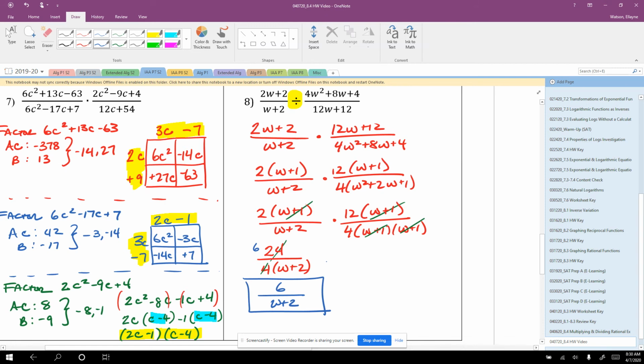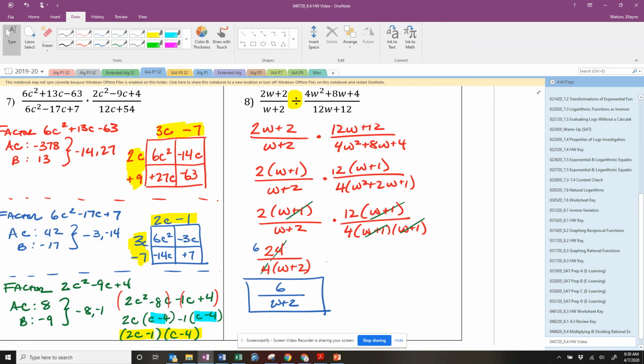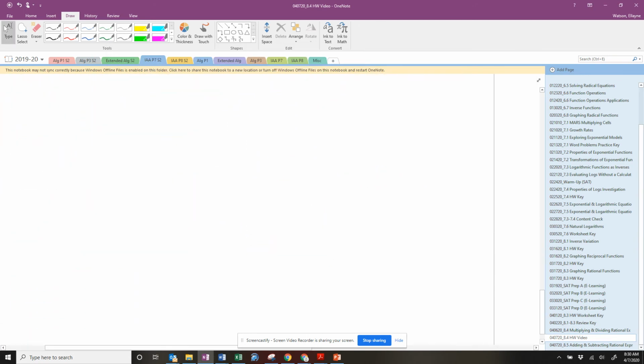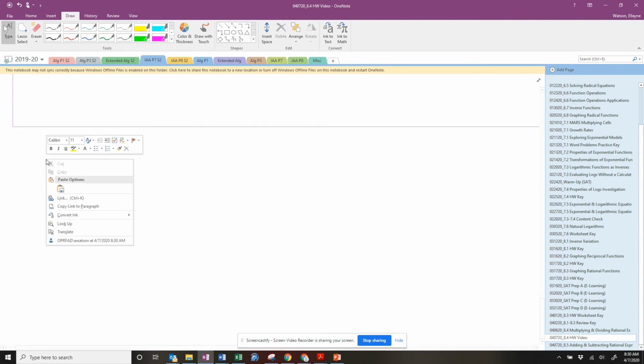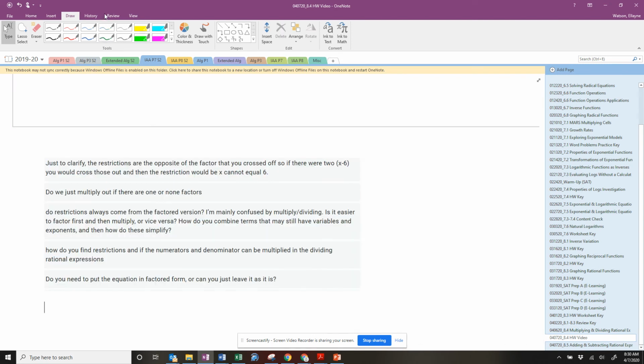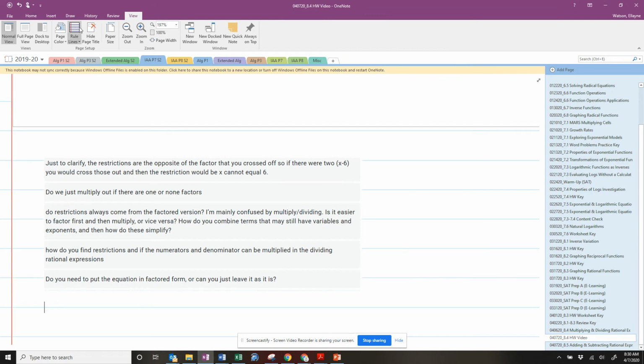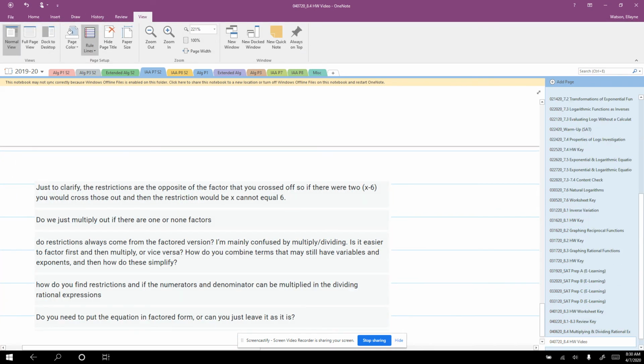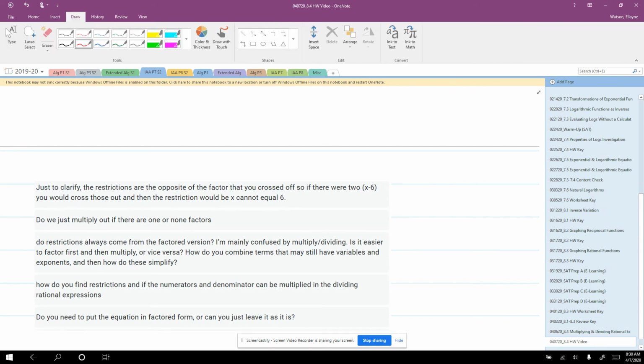Okay. Lastly, just wanted to go over a couple questions really quick that you guys had. So these were the questions. Let me just copy and paste these in here. Okay, so just to clarify, restrictions are the opposite of the factor you crossed off. So if there were 2x minus 6, you would cross those off, and the restriction would be x cannot equal 6. This is correct.